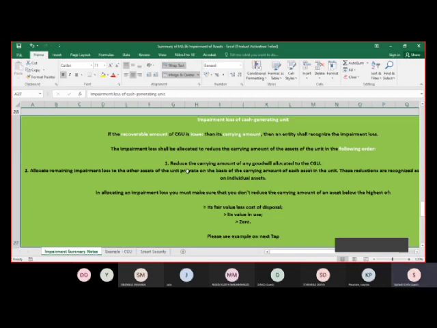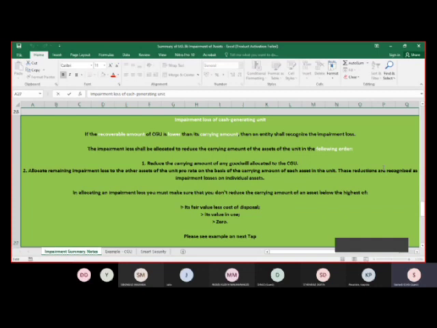So they are saying the impairment loss shall be allocated to reduce the carrying amount of the assets of the unit in the following order. First, you reduce the carrying amount of the goodwill allocated to the CGU. If the impairment is higher than the goodwill, you will hit the whole goodwill, meaning that you impair the whole goodwill. Then you allocate the remaining impairment loss to the other assets of the unit pro rata on the basis of the carrying amount of each asset in the unit. These reductions are recognized as impairment losses on individual assets.